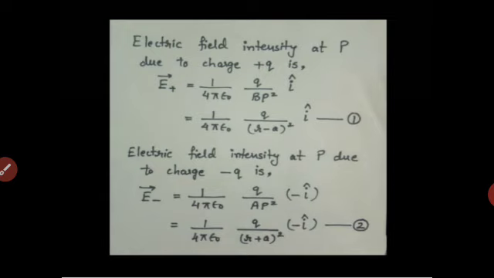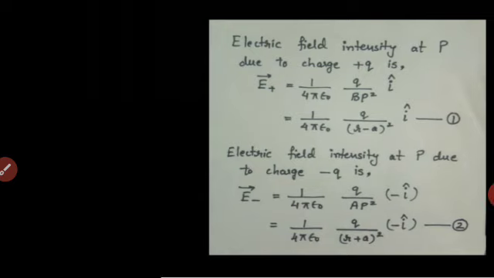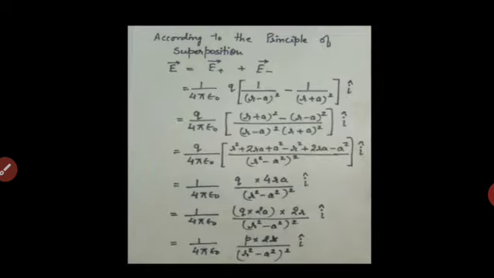With these equations 1 and 2, we write the net electric field. For this, the principle of superposition is used. The net electric field vector E is given by the sum of the two electric fields. This is the vector sum of the two electric fields. Thus, we substitute the equations from 1 and 2 and solve it. The method that is used here is taking the LCM or cross multiplication.